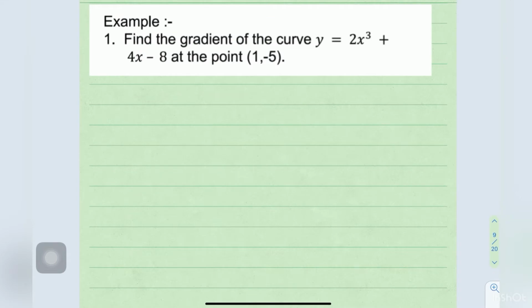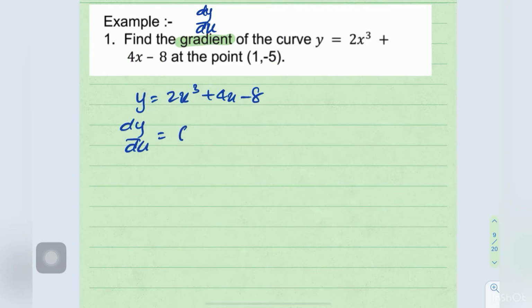Let's do an example. Find the gradient of the curve y equals 2x cubed plus 4x minus 8 at the point (1, -5). The clue is gradient, and gradient is dy/dx. So we differentiate to find the first derivative, and we get 6x squared plus 4.